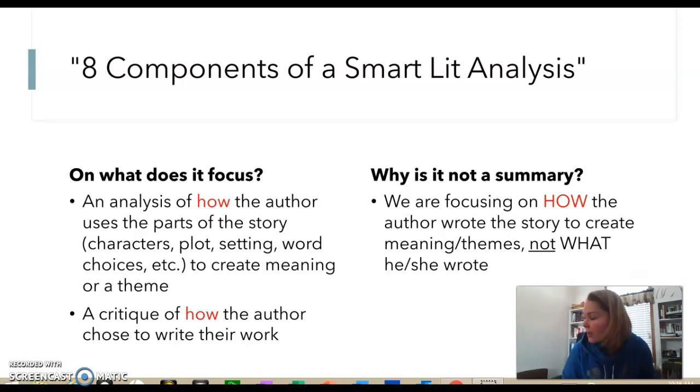So first of all, what does a SMART literary analysis focus on? When we do a literary analysis, we are looking at the how, for how the author uses parts of the story to create meaning or a theme. We might also look at how we can critique what the author did with the story. So again, we're looking at the how with the SMART literary analysis. It is not a summary because we're not just focusing on the what the author said, but how the author created that story.